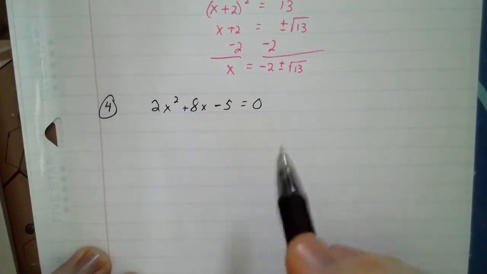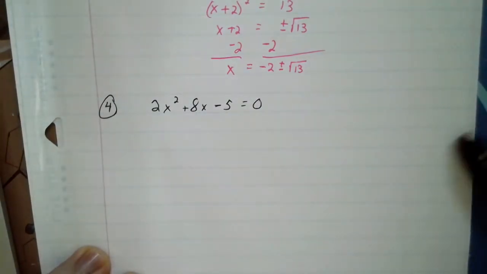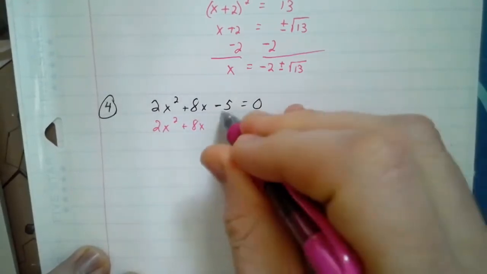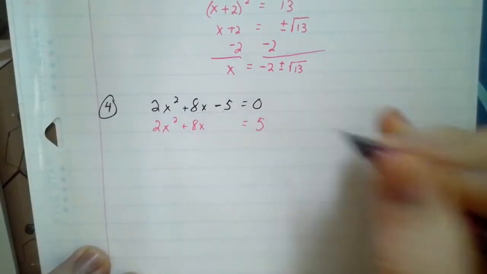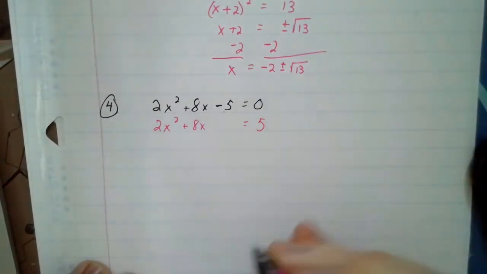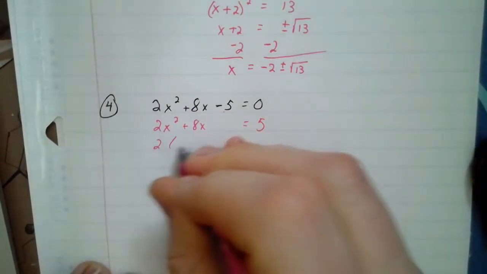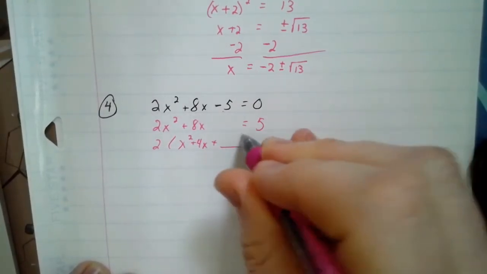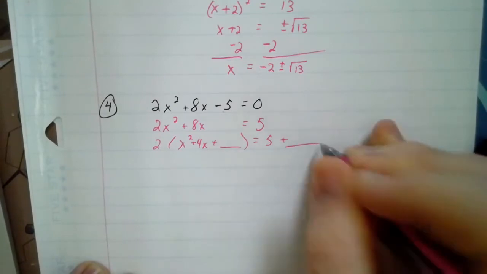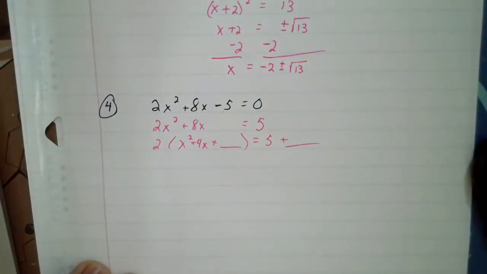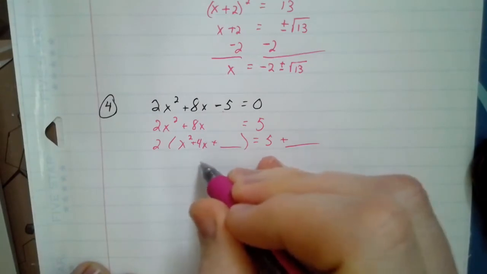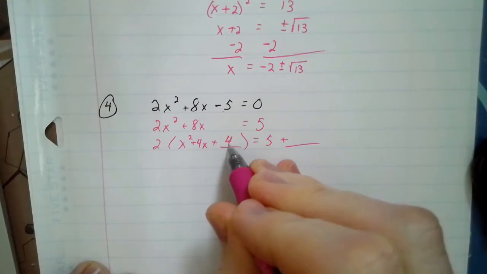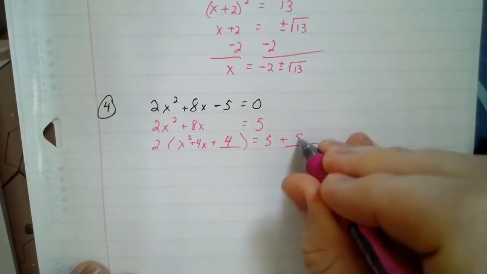So we're still going to start by moving 5 to the other side. So we get 2x squared plus 8x. I add 5 to each side. 0 plus 5 is 5. I factor out the 2 on the left. So I get 2 times x squared plus 4x plus blank equals 5 plus blank. We're going to complete the square. Half of 4 is 2. 2 squared is 4. By putting a 4 here, I'm actually adding 4 times 2, which is 8.